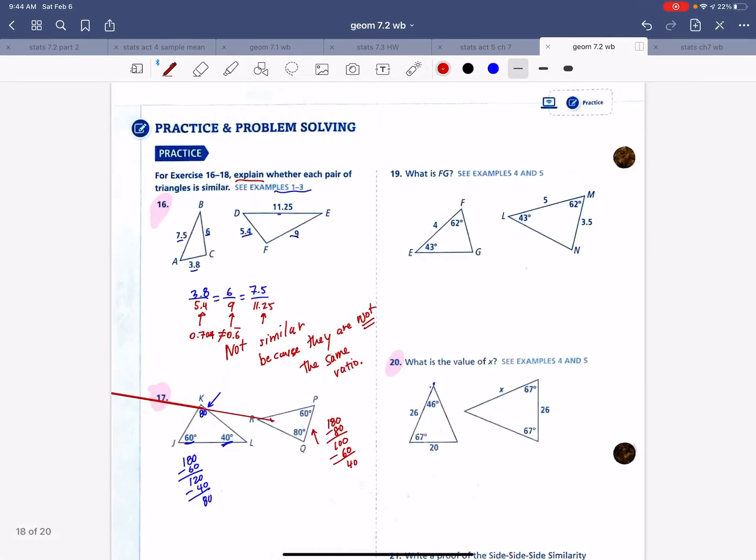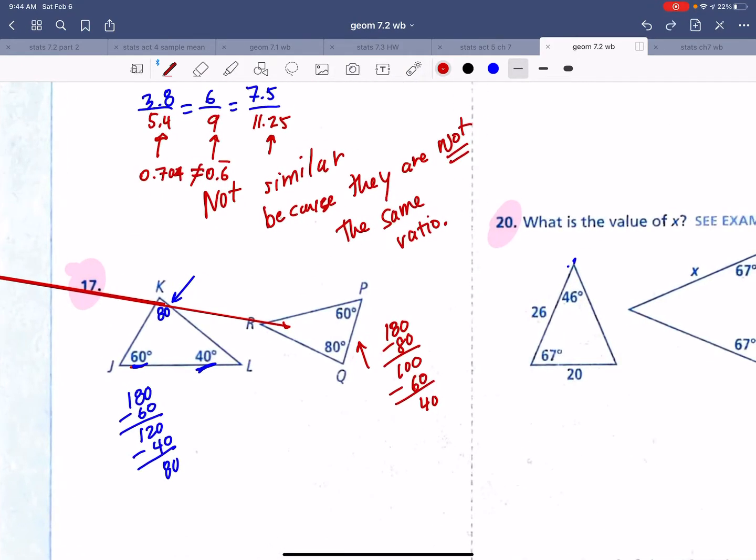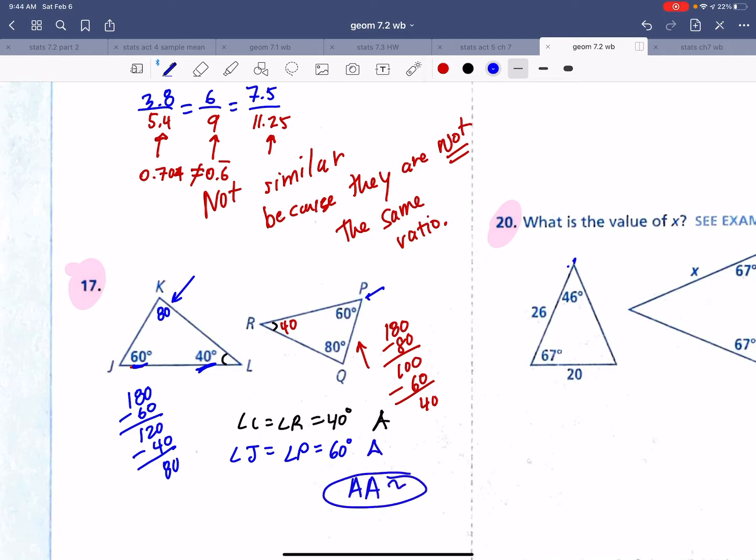Okay, so this is 40. And yeah, that looks similar. So I have angle L is equal to angle R because they're both 40 degrees. That's a piece of angle evidence. And we also notice angle J is equal to angle P because they're both equal to 60 degrees. And that's enough to say, yes, angle similarity.